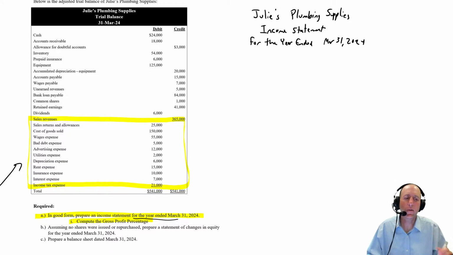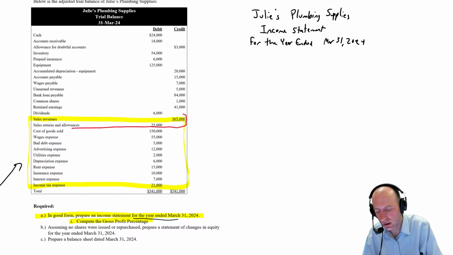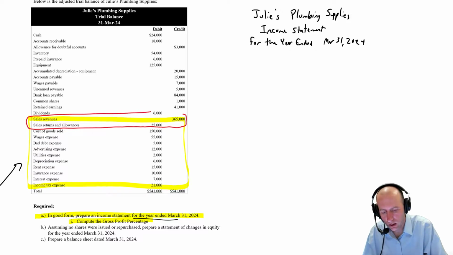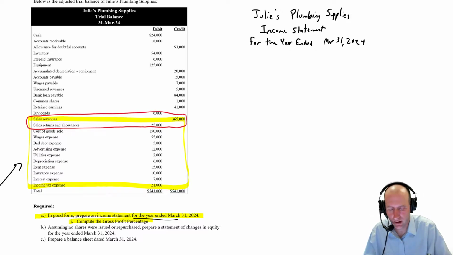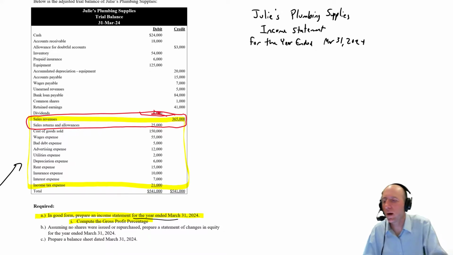Okay, let's start with our revenues. The first new piece of information here is that our revenue amount actually involves the sales returns as well. Sorry, I wasn't meaning to highlight the 6 there. The sales revenues are 365. Ignore the dividends for now. The sales returns are 25.